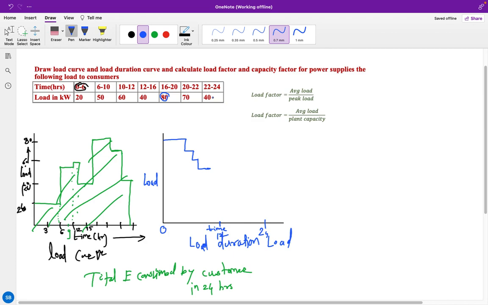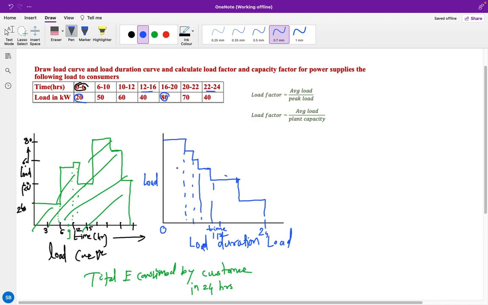Then next is 40, for this 2 hours and this 4 hours, so in total 40 kilowatt will be required for 6 hours. After that 20 kilowatt, which is the lowest requirement or energy consumed by the customer. So this will be your load duration curve. You can indicate the durations by using dotted lines, so you will understand.